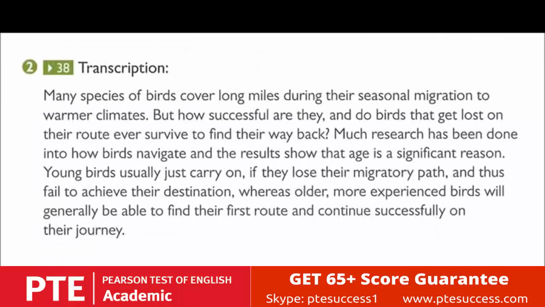Two. Many species of birds cover long distances during their seasonal migration to warmer climates. But how successful are they? And do birds that get lost on their route ever manage to find their way back? Much research has been conducted into how birds navigate, and the results show that age is a significant factor. Young birds usually just carry on if they lose their migratory path and thus fail to reach their destination, whereas older, more experienced birds will generally be able to find their original route and continue successfully on their journey.